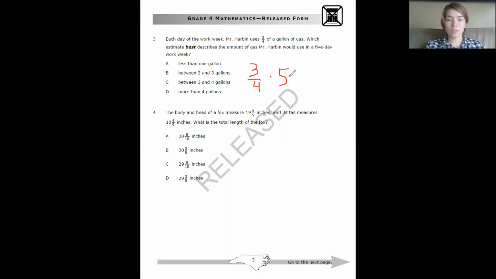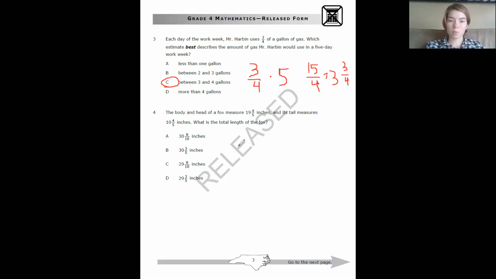So if we consider this problem, okay, 5 times 3 is 15. So this is equal to 15/4. Now 15/4 is going to be, if we simplify it out, 4 goes into 15 3 times. So if we put this as a mixed number, we're going to get 3 and 3/4. And so that's going to be C, between 3 and 4 gallons.